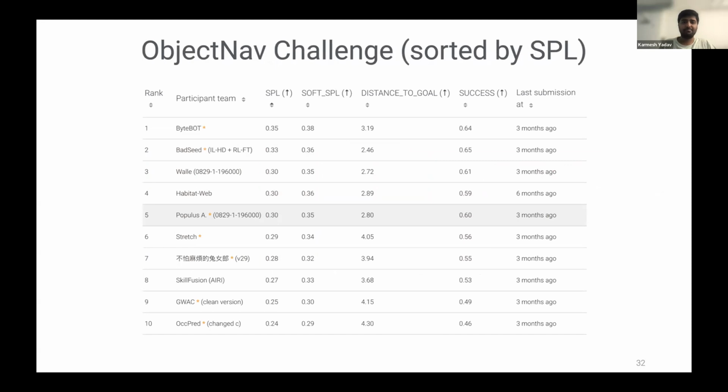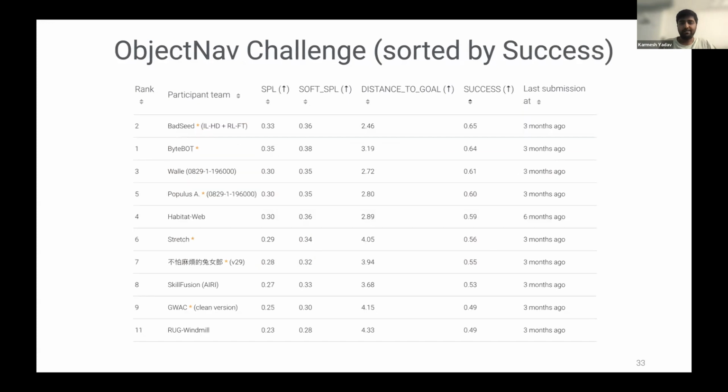You see the ByteBot team reaches a success rate of 0.64, which is again much higher than the performance reached by agents in the previous years on the older version of the MP3D scenes that were used. If we sort this leaderboard table by success rate, we see a slight variation in the performance, although it's mostly local. Now, Team Batseed reaches the highest success rate at 65%, and Team ByteBot is slightly lower than them.